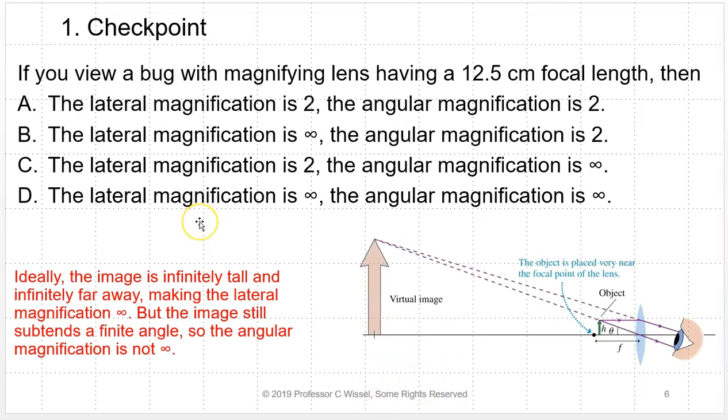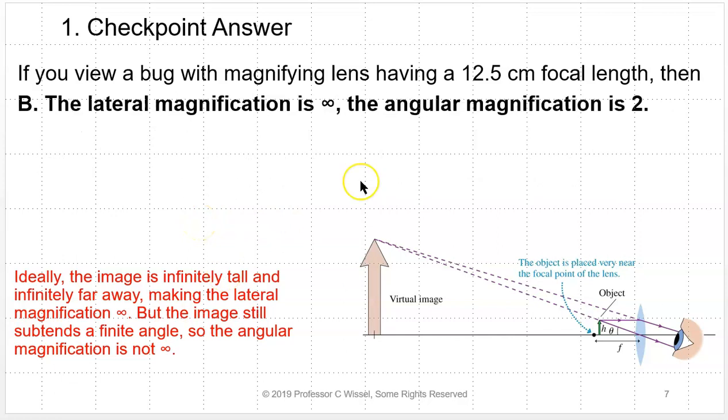If you view a bug with a magnifying lens having a 12.5 centimeter focal length, then the lateral magnification is infinity, and the angular magnification is 2. Ideally, the image is infinitely tall and infinitely far away, making the lateral magnification infinity, but the image still subtends a finite angle, so the angular magnification is not infinity. It's somewhat less than that.